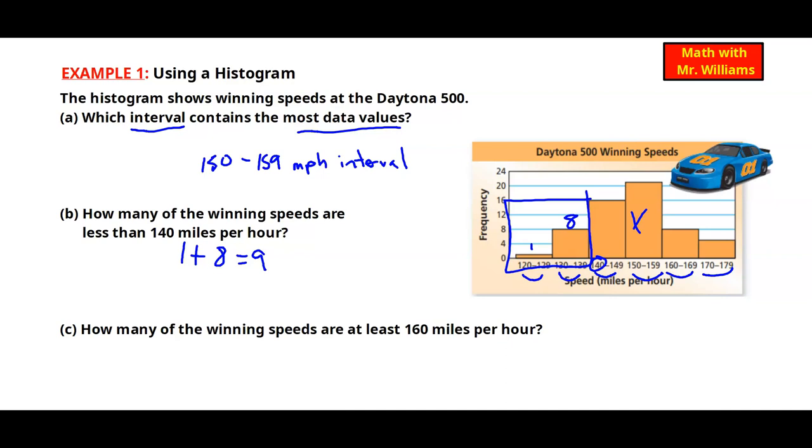All right, C, how many of the winning speeds are at least 160 miles per hour? Okay, let's go ahead and erase this. All right, so we know that it has to be at least 160, so it's basically these two bars in the end here. So how many's in that first one? We have 8. And how many do we think in this one? Well, it's just above where the 4 is, it looks like, so I'm going to say 5. Let's go ahead and add those up. So we have 8 plus 5 would get me 13 winning speeds that are at least 160 miles per hour.